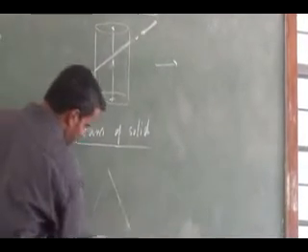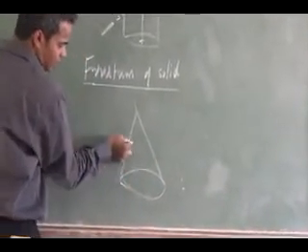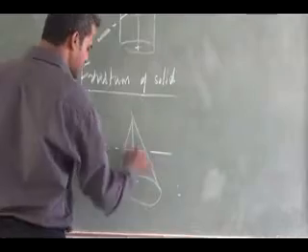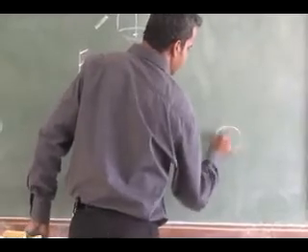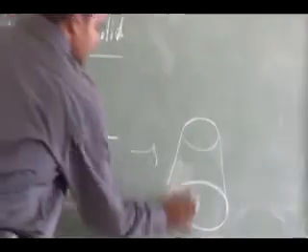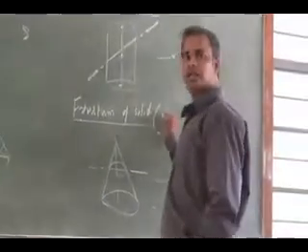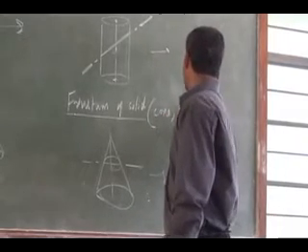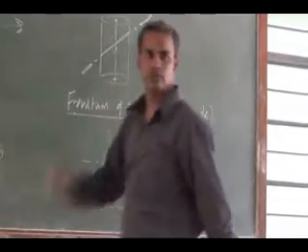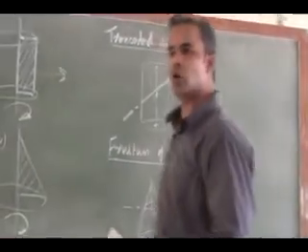I have a pyramid or cone. Say, I have a cone here. If I truncate this, that is cut this parallel to its base, that is perpendicular to its axis, I will get a solid that is nothing but a frustum of a cone. Similarly for a pyramid, if I cut it parallel to its base, I will obtain a frustum of a pyramid. So I can get a frustum of solids only for cones and pyramids. If I cut parallel to its base, as far as cone and pyramid are concerned, I will obtain a frustum of a cone or frustum of a pyramid.